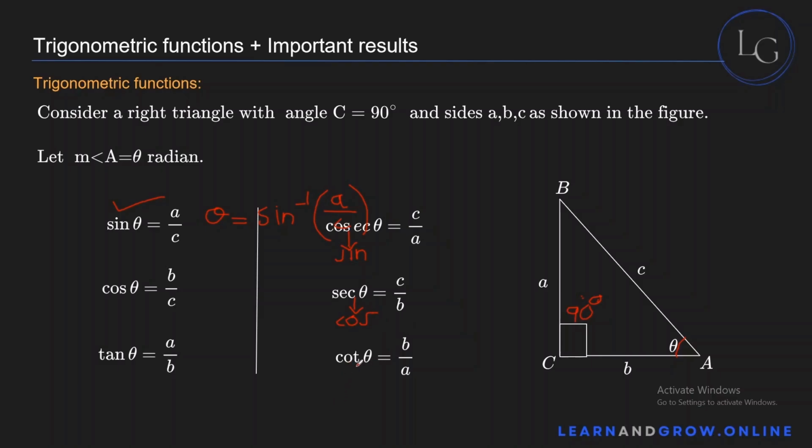And the third letter of cotangent is t. So basically this means tan, and this is just basically a very good way to memorize what cosecant, secant and cotangent are.